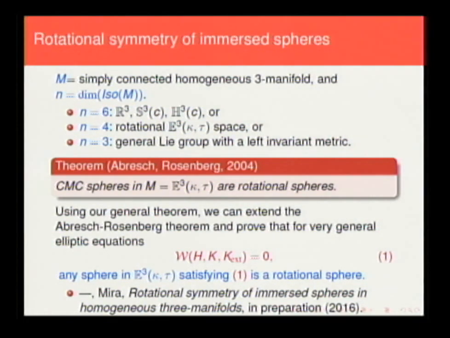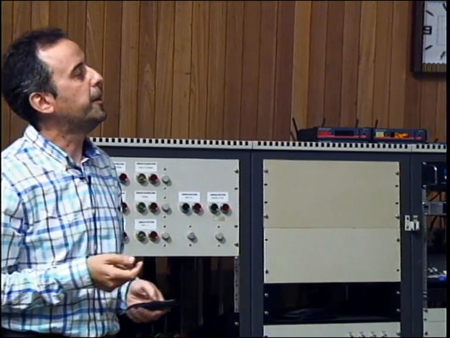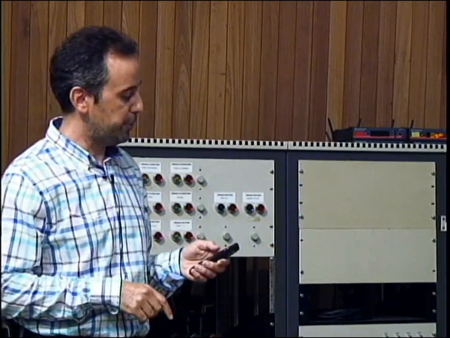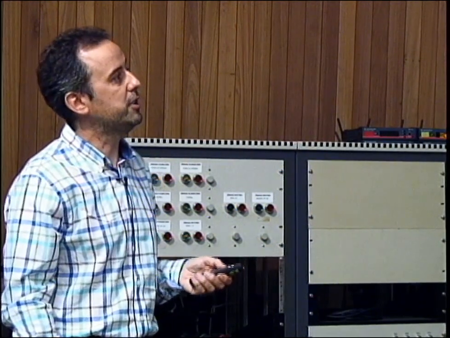Now, we can extend this result in the following way. Consider a general relation between the mean curvature, the Gaussian curvature, and the extrinsic curvature. So, if there is a relation of this type, and the relation is an elliptic equation, we obtain in a very general way that any sphere in a space E(kappa, tau) satisfying this equation must be, in fact, rotational. The key point here is to be able to obtain a rotational example and prove that the rotational examples are, in fact, candidate examples in this case. And using the general result, we obtain uniqueness of surfaces satisfying these relations.